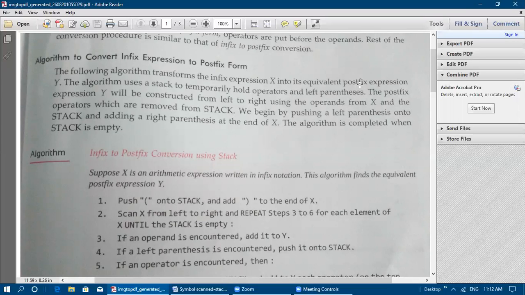Okay, so the algorithm uses a stack to temporarily hold the operators and left parentheses. The stack is used to hold only the operators and the left parentheses. Whenever we have a right parenthesis, or if the operator which we are going to insert has lesser or the same precedence, then the operators which are already in the stack will be popped out. So let us see that algorithm, and then we will see an example implementation for the given x, how it is going to be converted into y, that is infix to postfix.